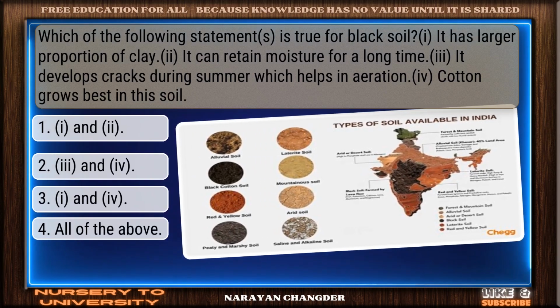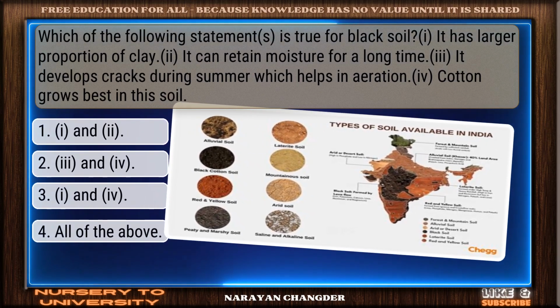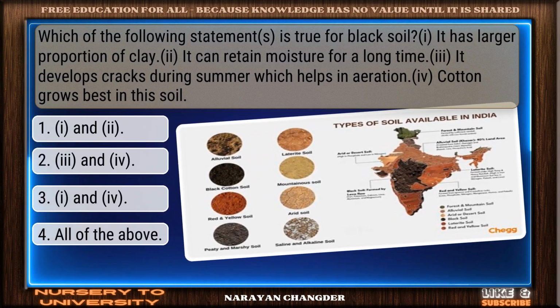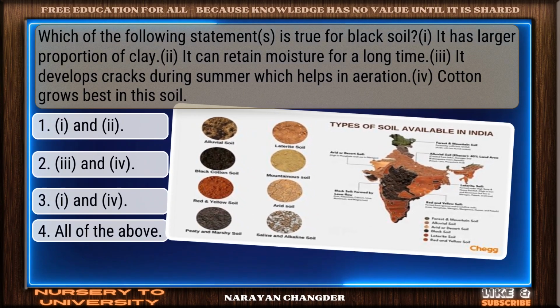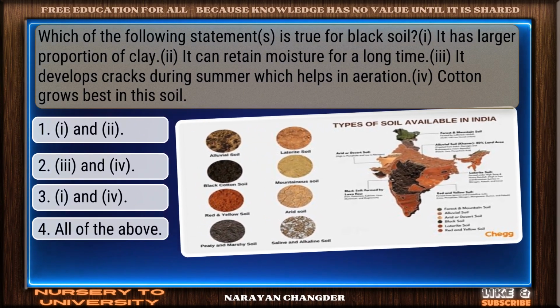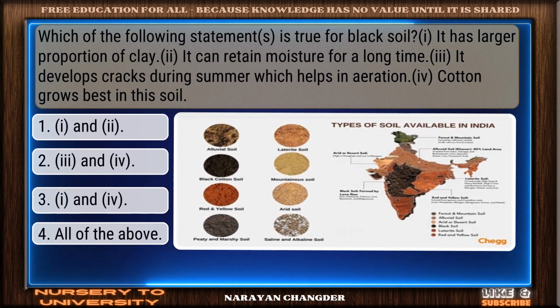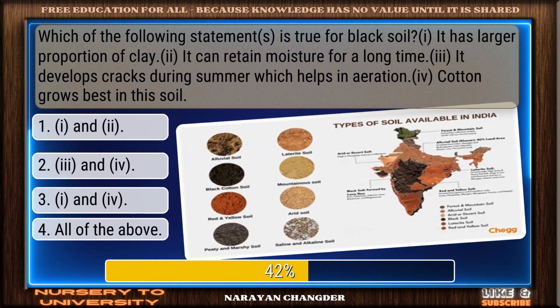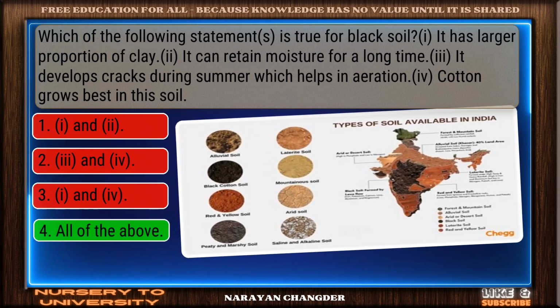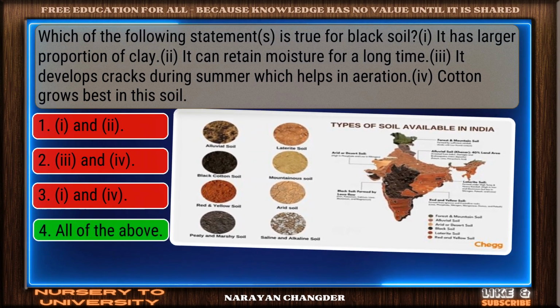Which of the following statements is true for black soil? It has a larger proportion of clay. It can retain moisture for a long time. It develops cracks during summer, which helps in aeration. Cotton grows best in this soil. Exactly. All of the above makes sense.